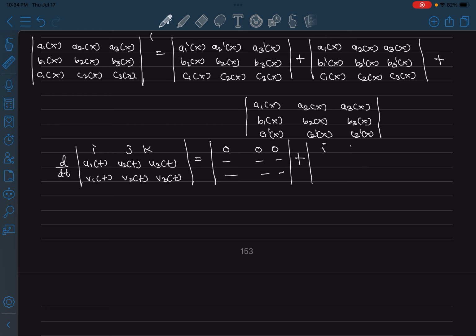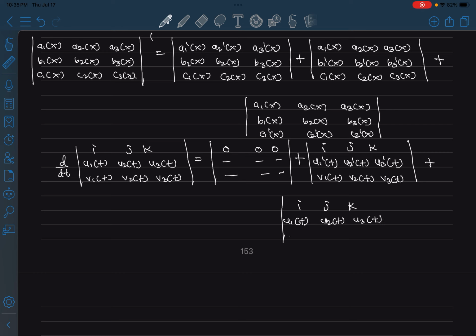Now the next thing will be the determinant with i, j, k, then u1 prime of t, u2 prime of t, u3 prime of t, and b1 of t, b2 of t, b3 of t. Plus, now let's differentiate the third row, and this becomes i, j, k, u1 of t, u2 of t, u3 of t, with b1 prime of t, b2 prime of t, b3 prime of t.